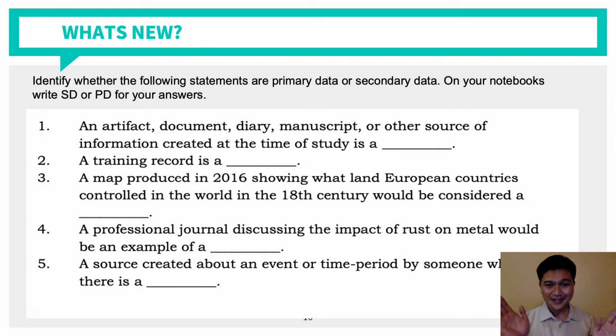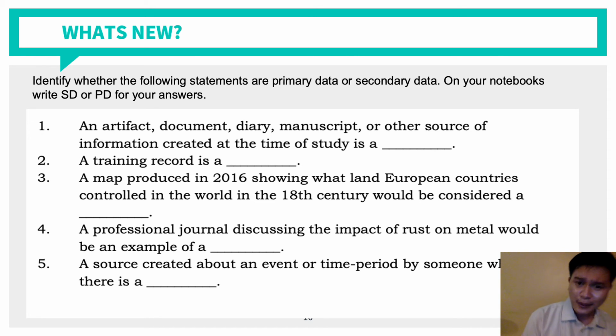A map produced in 2016 showing what land European countries controlled in the world in the 18th century would be considered primary or secondary? A professional journal discussing the impact of rust on metal would be an example of a primary or secondary source? A source created about an event or time period by someone, secondary or primary? So, did you guys get it na? Mas nakuha ba natin ang ating discussion?